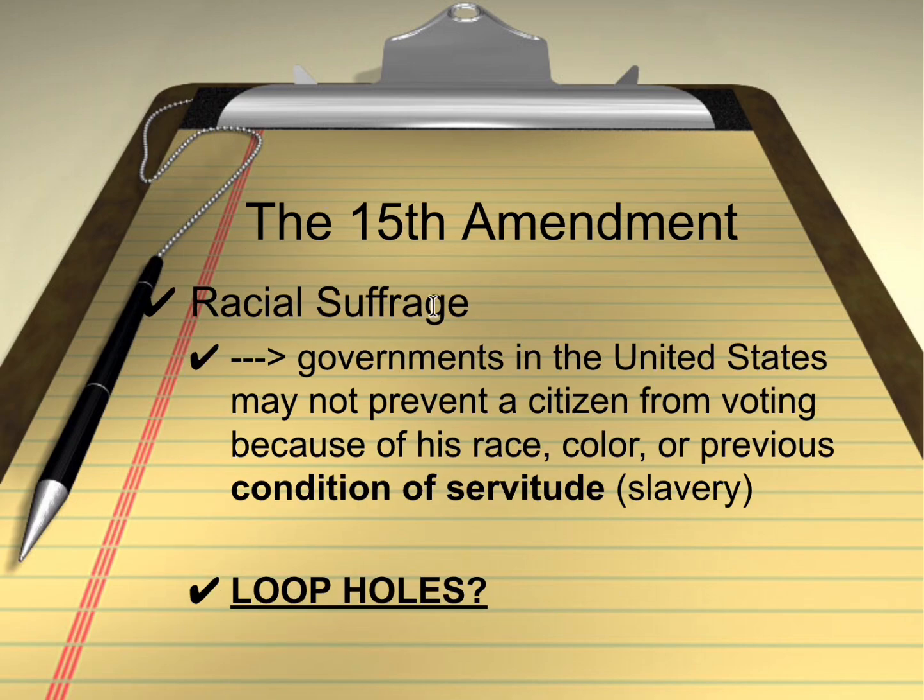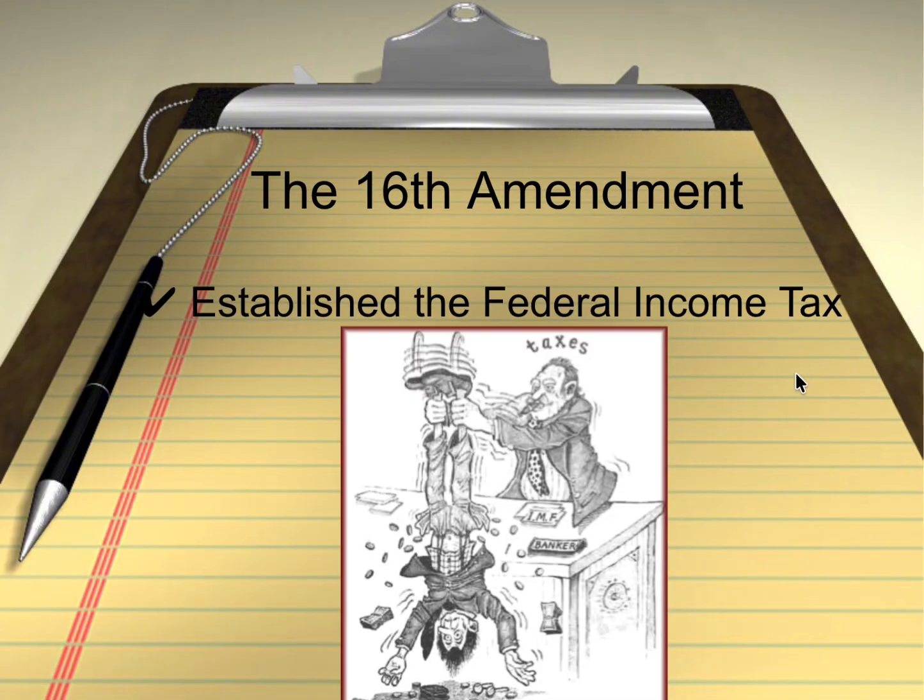The 15th Amendment, which is the racial suffrage. The governments in the United States may not prevent a citizen from voting because of his race, color, or previous condition of servitude. Another word is slavery. Loopholes. The 16th Amendment established the federal income tax. Here's a nice comic picture right here.